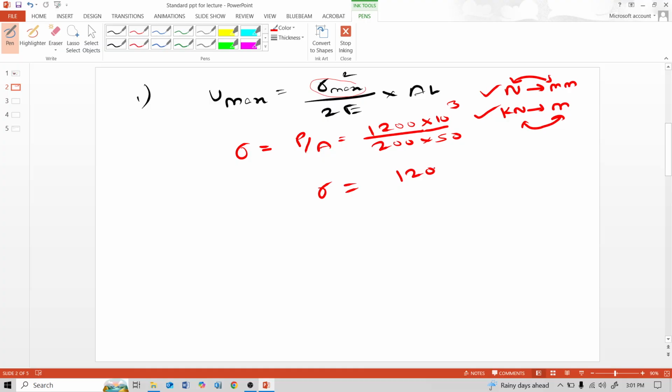And unit is, if you don't remember unit, see this 1200 into 10 raised to 3 is in Newton, put Newton as it is, divided by this area which is in mm square, and this is unit Newton per mm square.